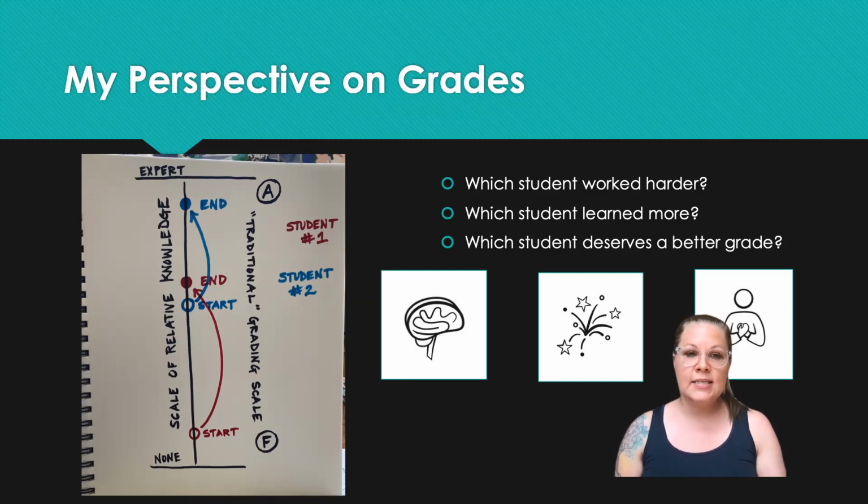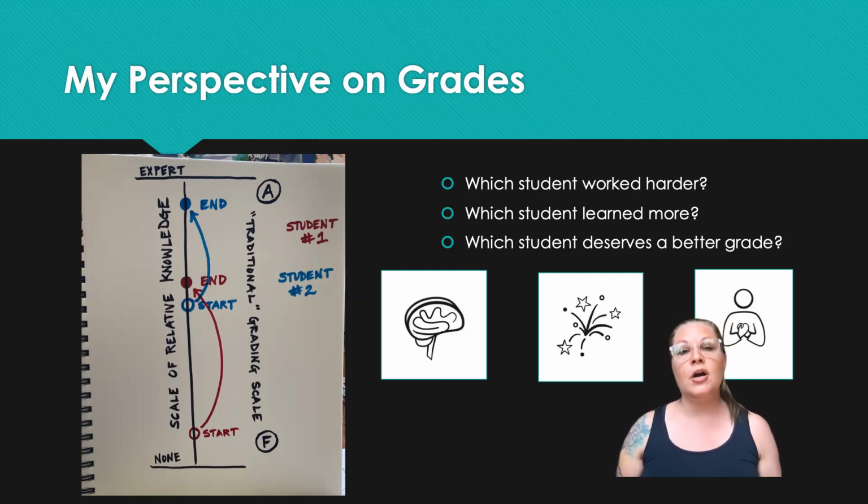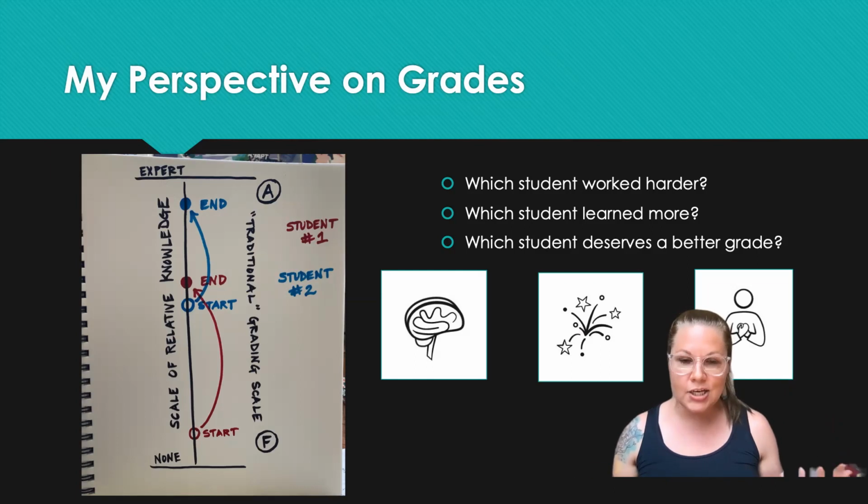For example, if I have two students represented here in red and in blue, and the red student begins the semester with very little knowledge of the topic, where the blue student begins the semester with some advanced knowledge of the topic already. Then you can see that the arrows, the arcs, represent the amount of time and effort that those students put into their learning throughout the semester, leading to their end point, the amount of knowledge that they leave the course with.